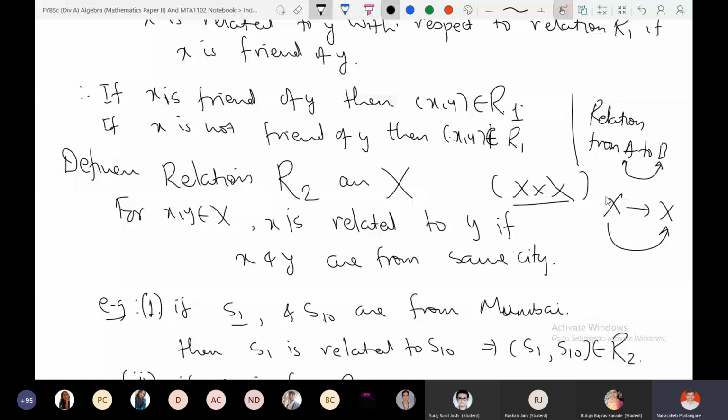A student from A division is related to another student from A division if they are friends. That is my first relation. Or a student from A division is related to another student from A division if they are from the same city. That is my second relation, right? Okay, sir. So my second set, I am assuming, is the same set.